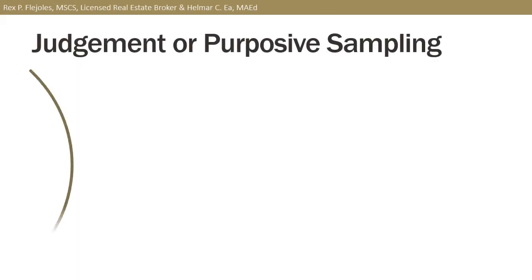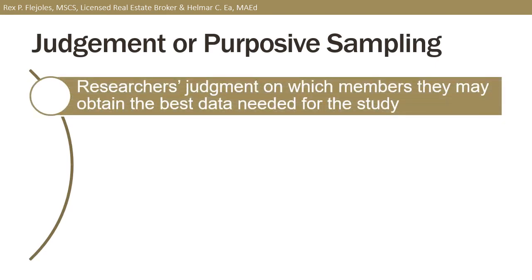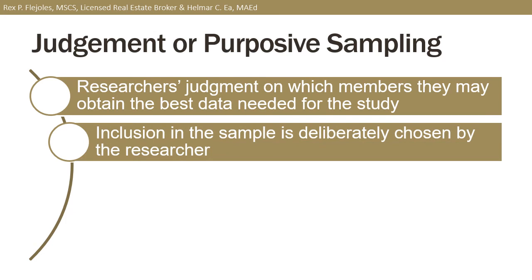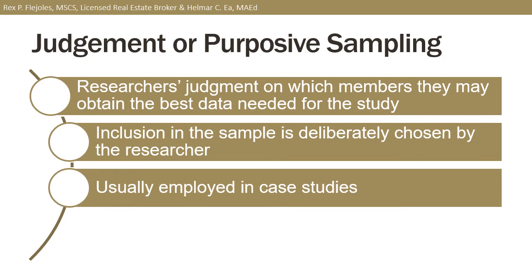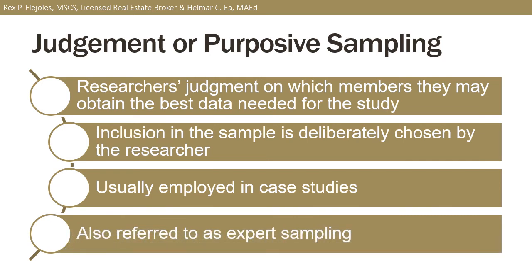On judgment or purposive sampling, this technique takes into consideration the judgment of the researchers on which members they may obtain the best data needed for the study. Inclusion in the sample is deliberately chosen by the researcher. Usually, this is employed in case studies. In addition, Etikan and Bala introduced expert sampling, as the sample consists of what is believed to be experts of what is being studied, which still takes into account the judgment of the researcher.